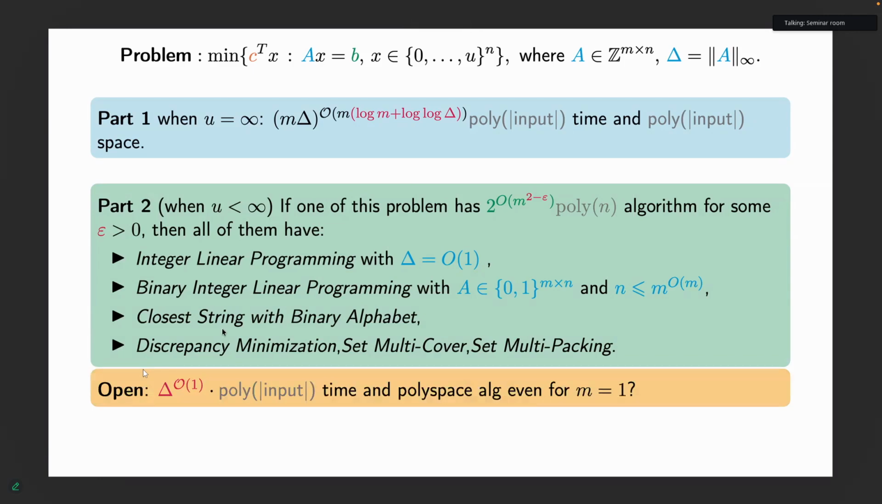The open question that I'm really interested in is this case of unbounded knapsack. Can you give this algorithm for unbounded knapsack? Can you get rid of this log delta in the exponent, in other words? I think it's a very nice question.